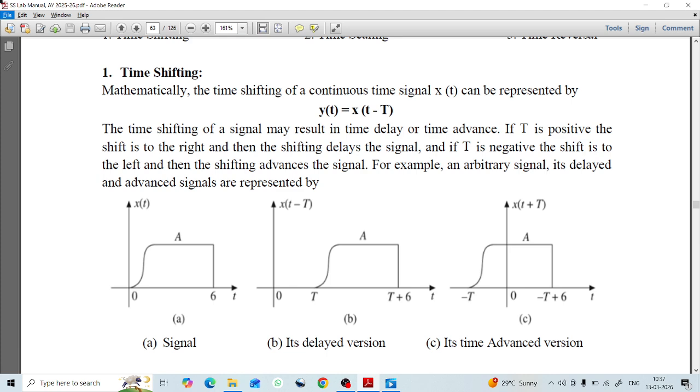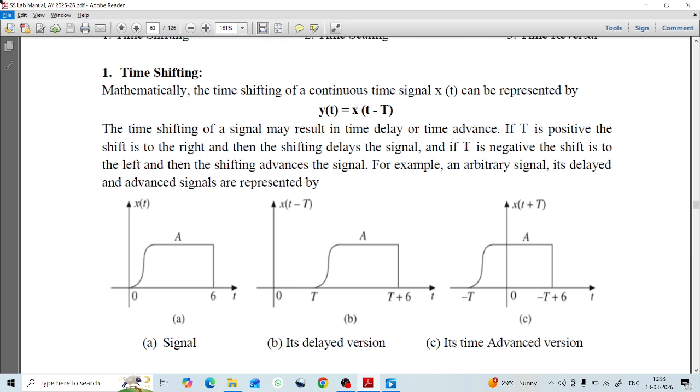We can see this y of t equal to x of t minus capital T. So this is capital T times we can shift the time here. We can say this x of t equal to 0 to 6. This is the interval. So after shifting capital T times, here 0 to capital T and t plus 6, capital T plus 6. For example, capital T is 1, that is 1 here, and t plus 6 means that is 1 plus 6, that is 7.